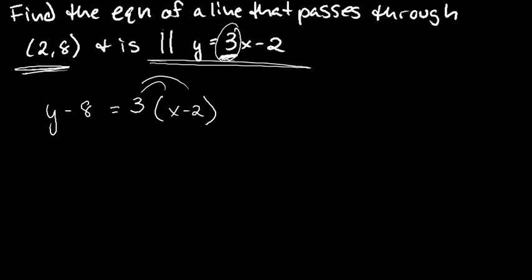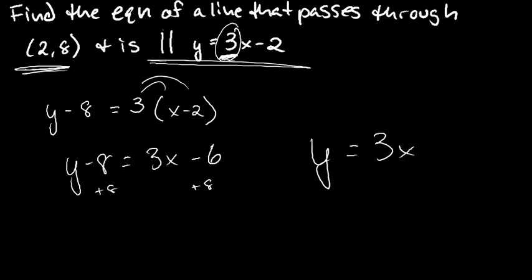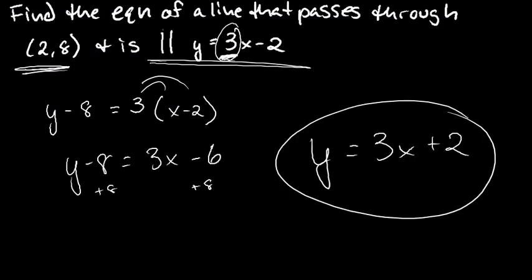So, using my distributive property, y minus 8 equals 3x plus 6, minus 6. Minus 6, and then I have to add 8 to both sides. y equals 3x plus 2 is your final answer. Whenever I ask for the equation of a line, I'm going to want it in y equals mx plus b form.